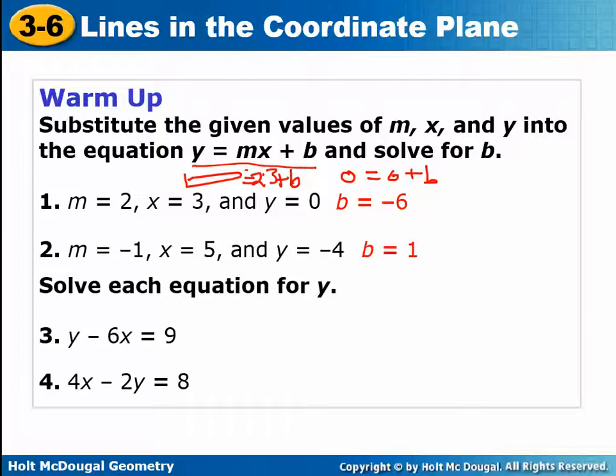In number 3, you should get y equals 6x plus 9. If you wrote y equals 9 plus 6x, that's fine. They write it 6x plus 9 so that it matches the slope-intercept form of a line. And for number 4, you should have got y equals 2x minus 4. So if you got those, you're ready to continue with this lesson.